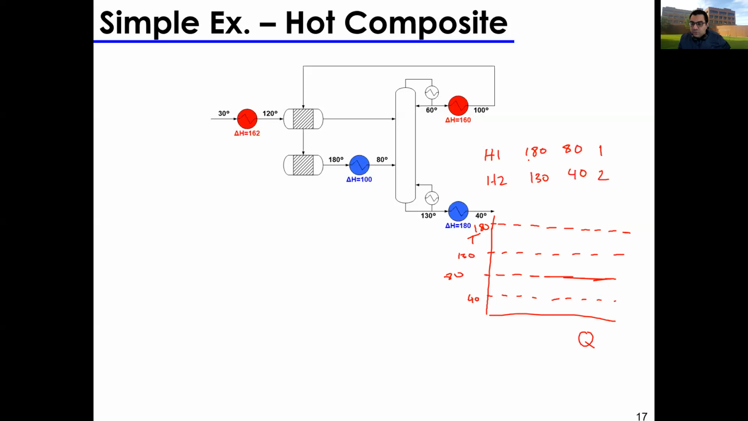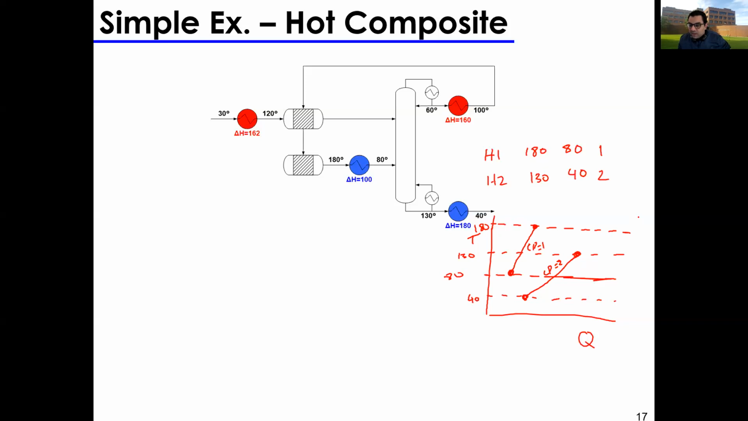So first stream goes from 180 to 80 with a slope of 1. So I draw the first line, I start at 180, I draw a line with a slope of 1 down to 80 right here, and this line has a CP equal to 1. And then I draw the second line from 130 to 40 with a slope of 2. So I start at 130, and I draw anywhere, it doesn't matter. I know it looks a bit strange, but just draw it on your figure from 130 to 40 with a slope of 2, right? So I draw my 2 lines, and now I look at my intervals here.